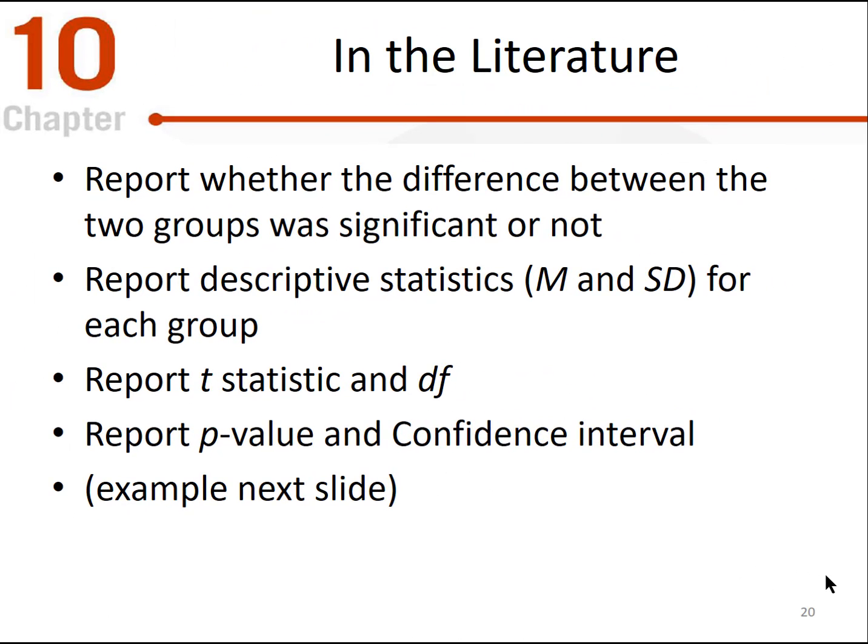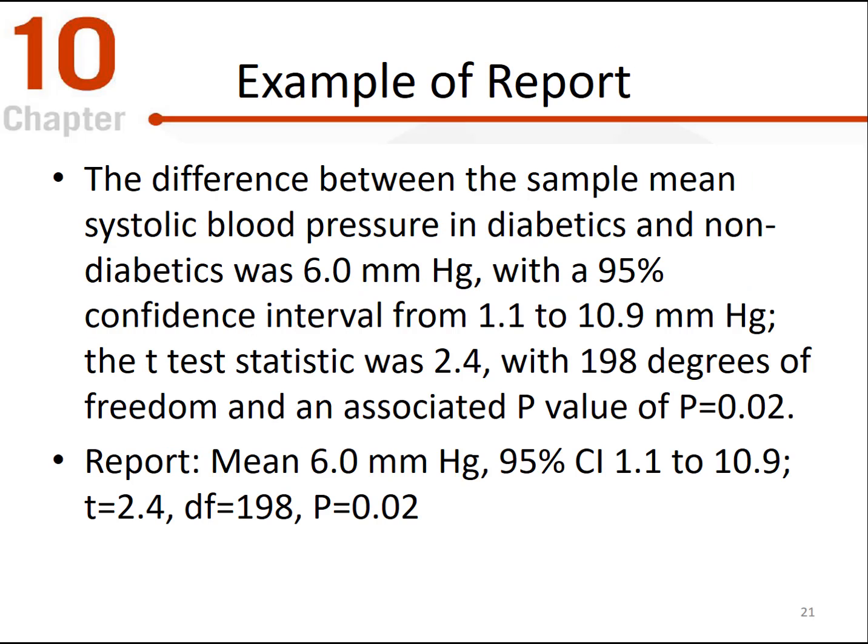So how would we report our findings? In the literature, you would report whether the difference between the two groups was significant or not. Then you would report the descriptive statistics, so usually your mean and your standard deviation for each of the two groups. You report your t-statistic and your degree of freedom, and you also report the p-value and the confidence interval. So let me show you what this would look like.